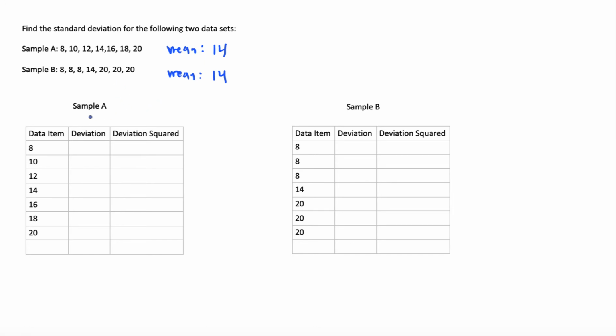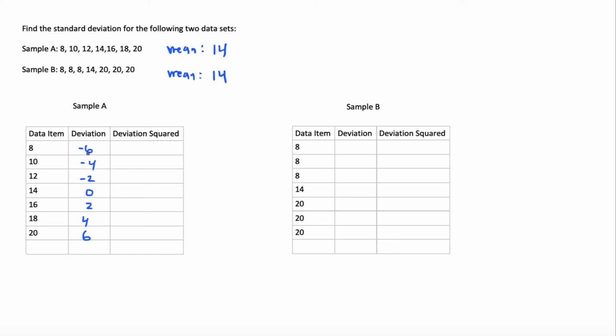All right, so for sample A, in order to find the standard deviation, we're going to do these steps. The deviation is how far away each data item is from the mean. So 8 minus 14 gives us negative 6. 10 minus 14 gives us negative 4. 12 minus 14 is negative 2. 14 minus 14 is 0. 16 minus 14 is 2. 18 minus 14 is 4. And 20 minus 14 is 6. So that's called a deviation, each data item minus the mean, in this case each data item minus 14.